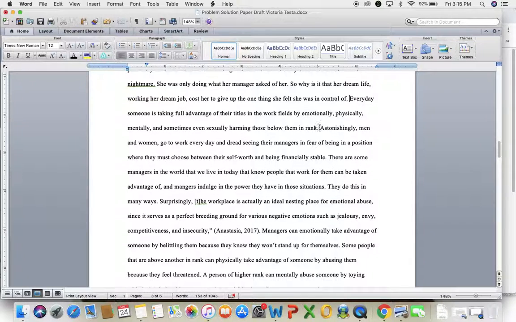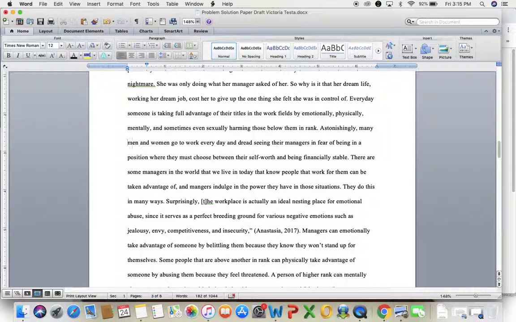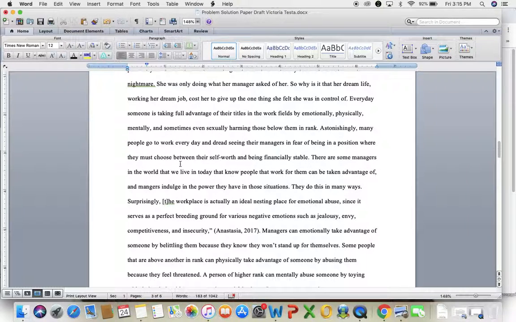And then you go into, "Astonishingly, men and women go to work," and you don't need this comma here. "Men and women go to work every day and dread seeing their managers", and I wouldn't say, you want to hedge here, "so many men and women," so it's not all men and women. And you can just say people, that's an edit for concision. "Go to work every day and dread seeing their managers in fear of being in a position where they must choose between their self-worth and being financially stable."